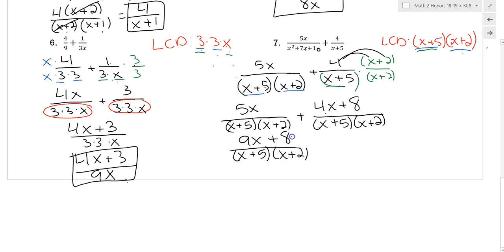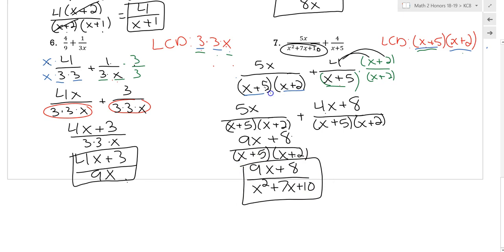I want to see if I can factor the numerator to see if anything's going to cancel out. 9x plus 8, there's no common factor, nothing's going to factor there. So my last step is just putting my denominator back together. You could do all the steps to FOIL it back together, or you could look at your original denominator, right? That's where those 2 numbers came from. So that's easy enough. Right, we factored it, now we're just putting it back together.